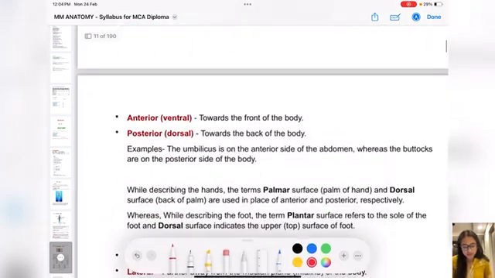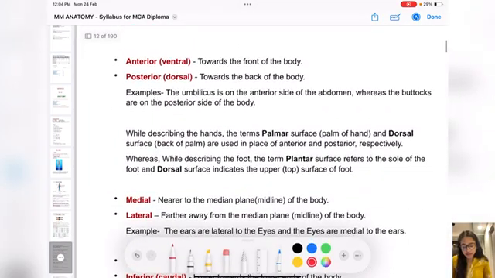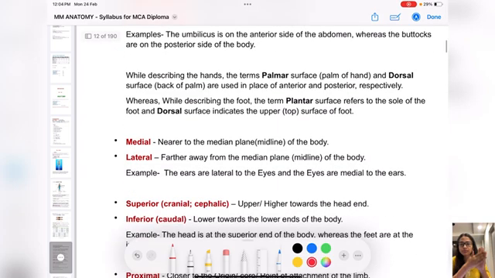Now we'll see a few more terms, anterior and posterior. The front part of the body is anterior, and the back part of the body is posterior. If we are talking about the hands, then this part is palmar and this part is dorsal. Same goes with the foot. If we are talking about the sole, then it is plantar, and the upper part is dorsal.